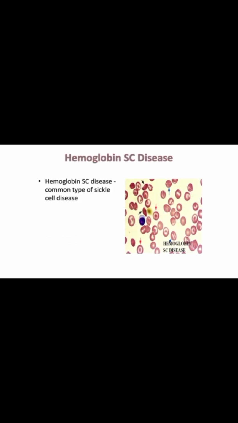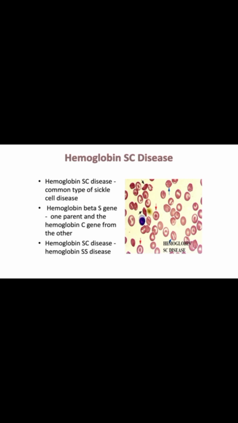Hemoglobin SC disease. Hemoglobin SC disease is the second most common type of sickle cell disease. It occurs when the hemoglobin beta S gene from one parent and the hemoglobin C gene from the other parent are inherited. Individuals with hemoglobin SC disease may have similar symptoms to individuals with hemoglobin SS disease. The symptoms may be less severe.